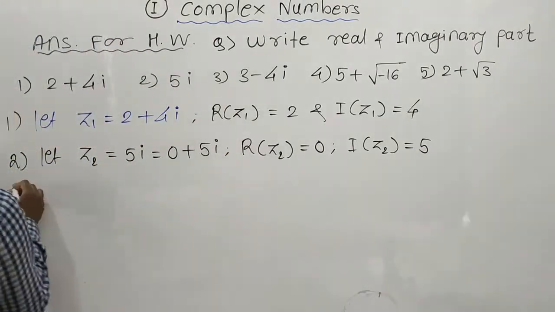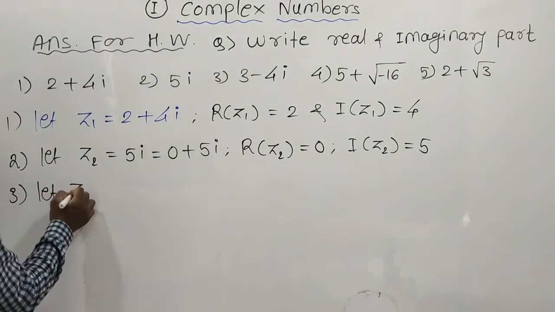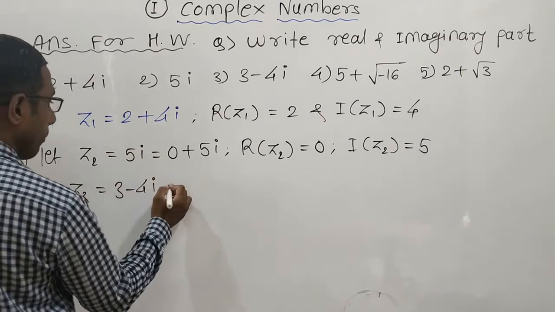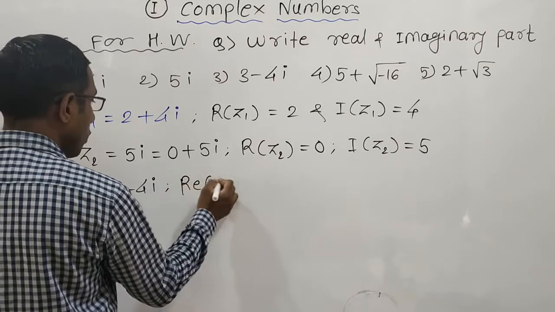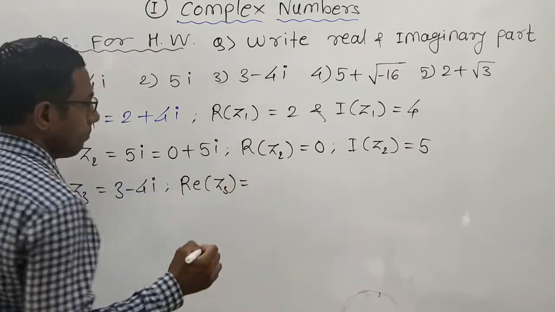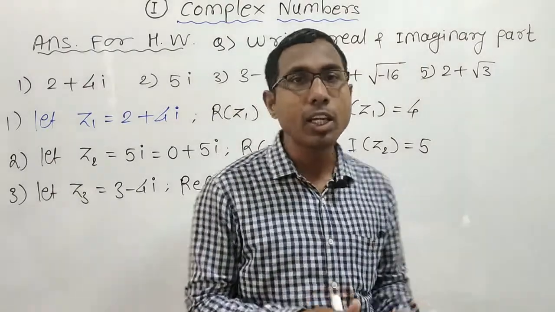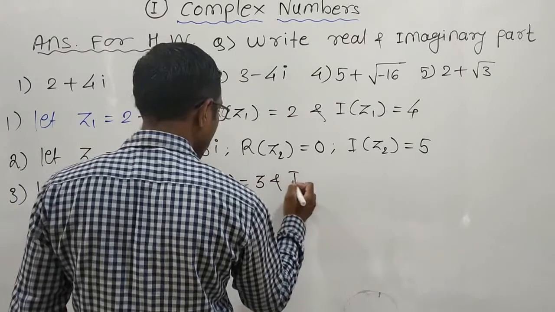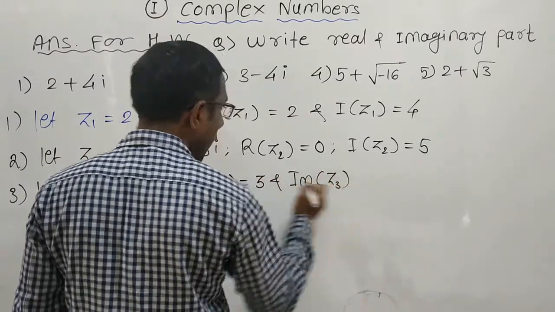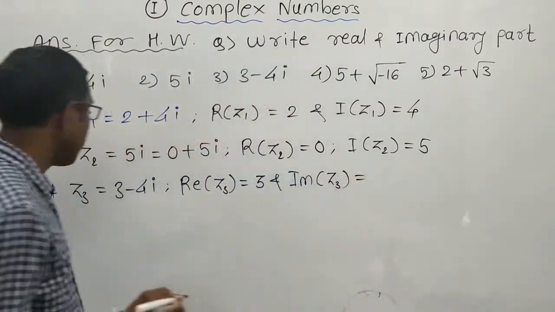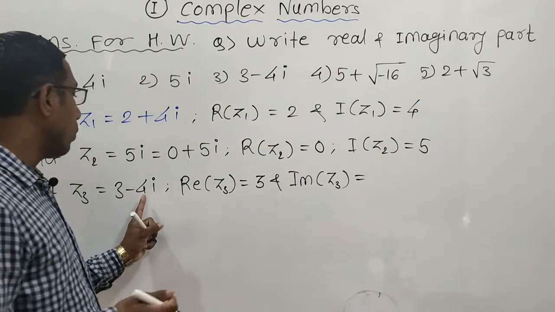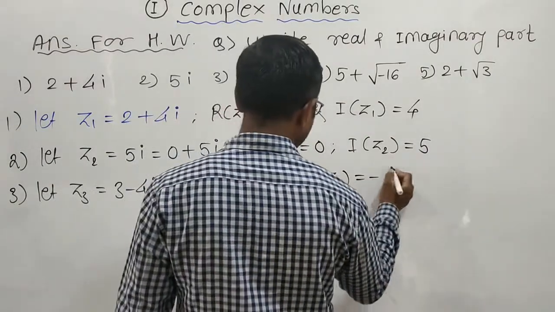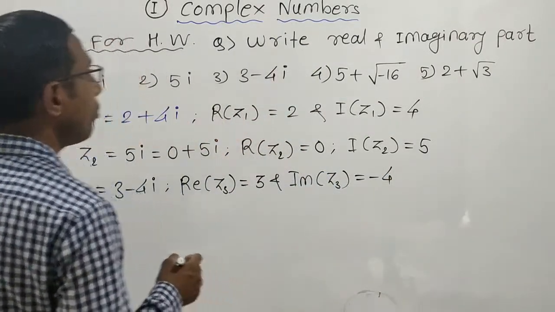Next, third one. Let Z3 is equal to 3 minus 4i. Now I can write like this, Re. Instead of R, I can write Re of, so the real part of Z3. This is the real part, and Im stands for the imaginary part of Z3, which is the component or the coefficient of i with the proper sign. So it is minus 4.